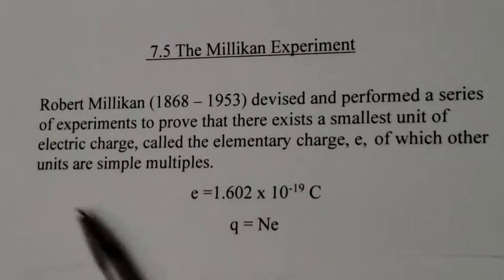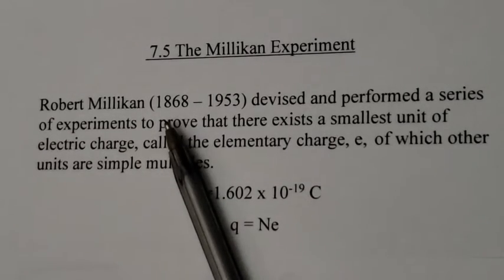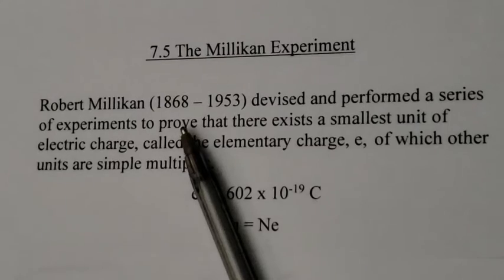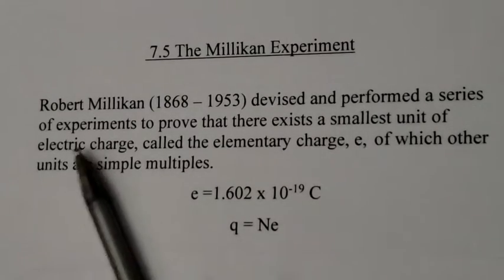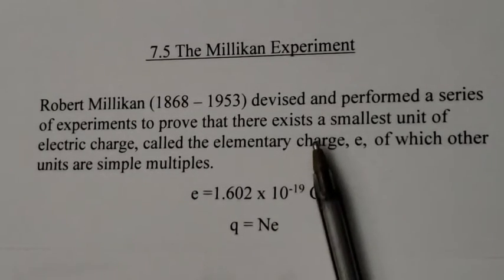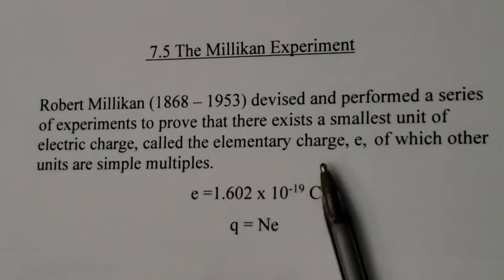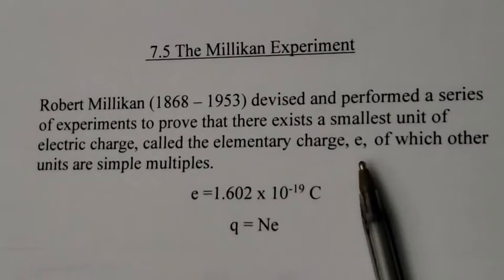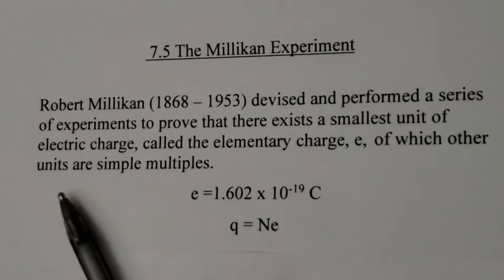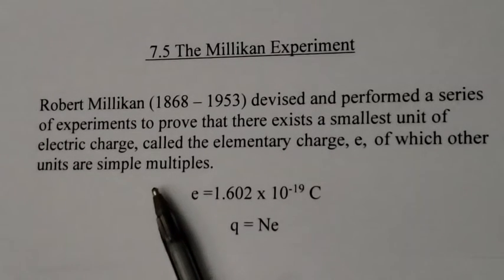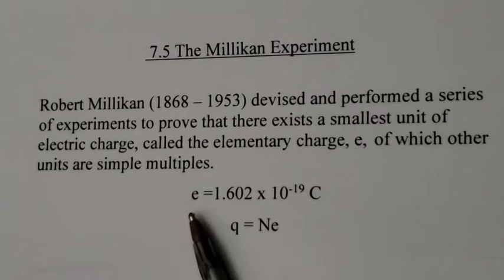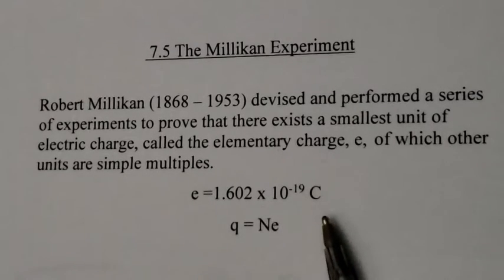The Millikan experiment. Robert Millikan, who lived between 1868 and 1953, devised and performed a series of experiments to prove that there exists a smallest unit of electrical charge called the elementary charge, and he gave it the symbol e, small e, of which other units are simply multiples. So e is the charge on one single electron.